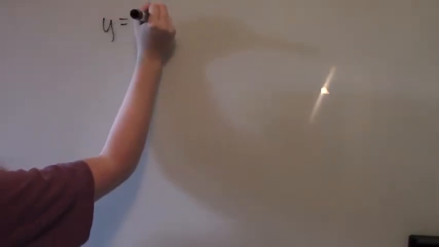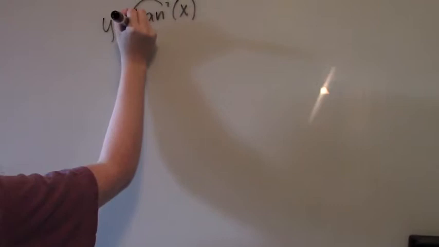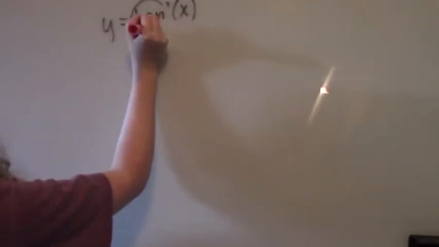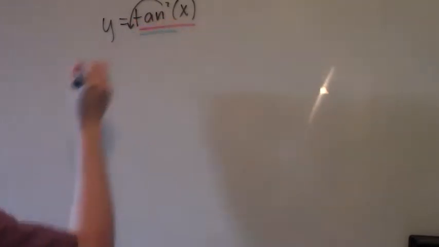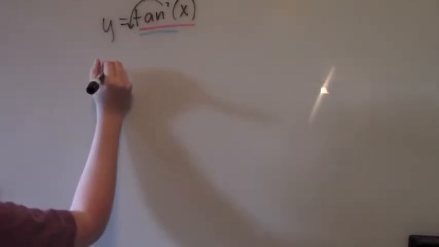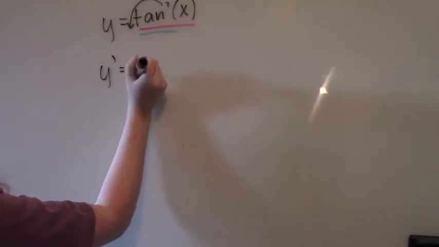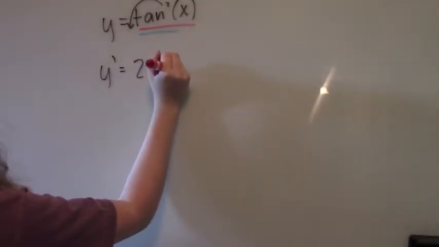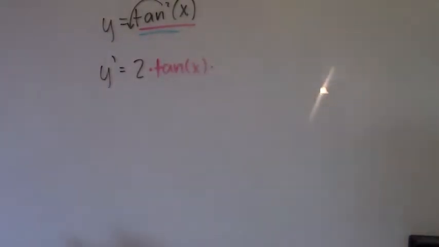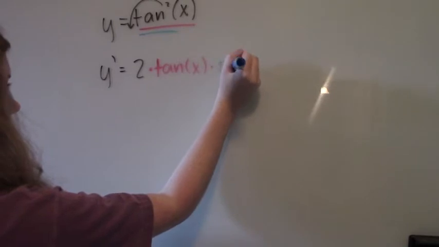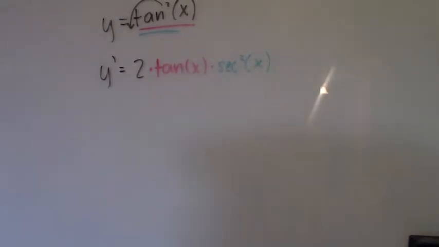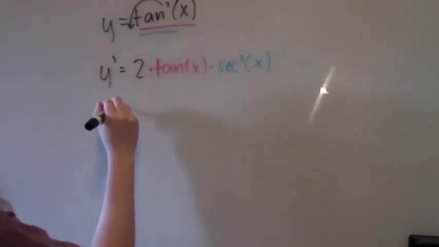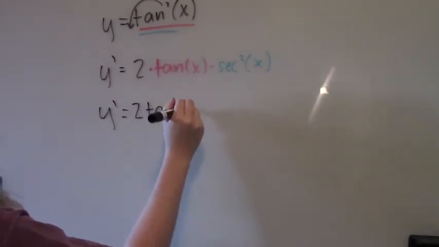So let's say you have a function with an exponent in it, like this one. All you're going to do is bring down the exponent, and you're still going to use the outer-inner rule of the chain rule, but in this case, the outer is going to be the original trig function, and then the inner is going to be the derivative of that trig function. So what you're going to have is y prime equal to 2 times your outer function, which is the original trig function, so times tangent x. And then you're going to multiply by the derivative, which is secant squared x. So you're going to end up with y prime is equal to 2 tangent x secant squared x.